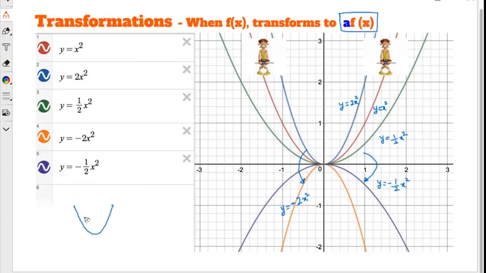So the graph will be sort of pulled up if in a times fx, a is greater than 1, and the graph will be sort of pushed down.